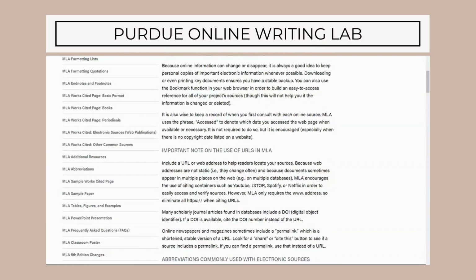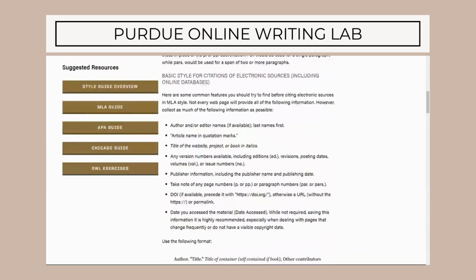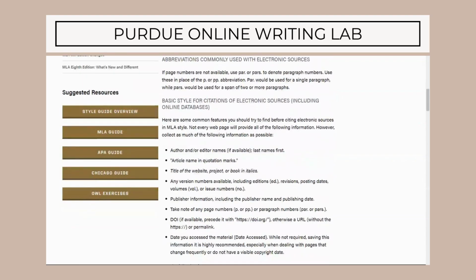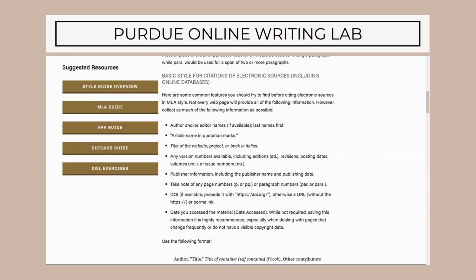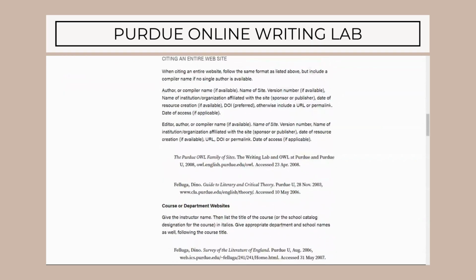Let's begin by looking at the different types of citations that they have here. So you'll see that they've got some examples of basic styles for citations of electronic sources and just a general overview of what is going to appear in the citations. But if you scroll down, you're going to be able to find categories that you are more likely to use in your essays. So we have citing an entire website.